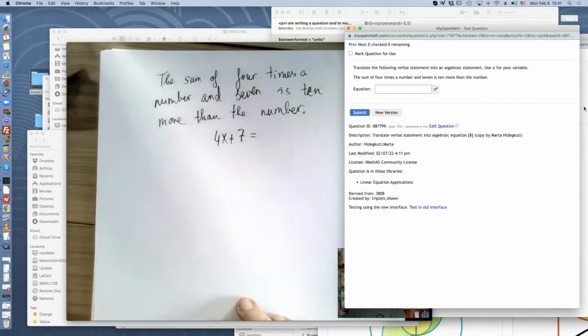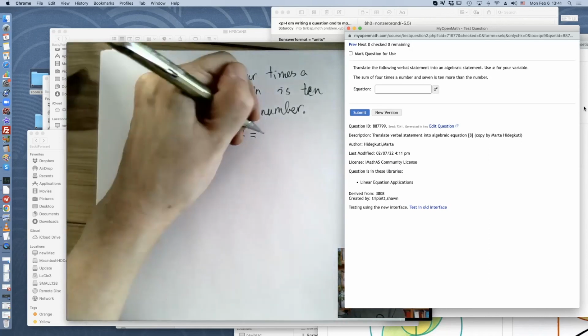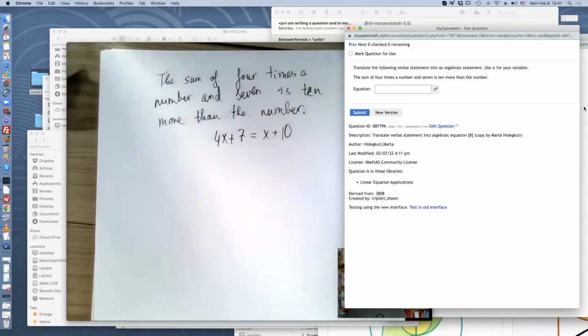Is 10 more than the number indeed x plus 10? I agree, and so does my open math. No, it says 10 more than the number. Again, this is wrong. 10 plus x is not, technically speaking. Wow, you need to work on these questions. You guys are answering them better than I do. Okay, all right. Any questions?